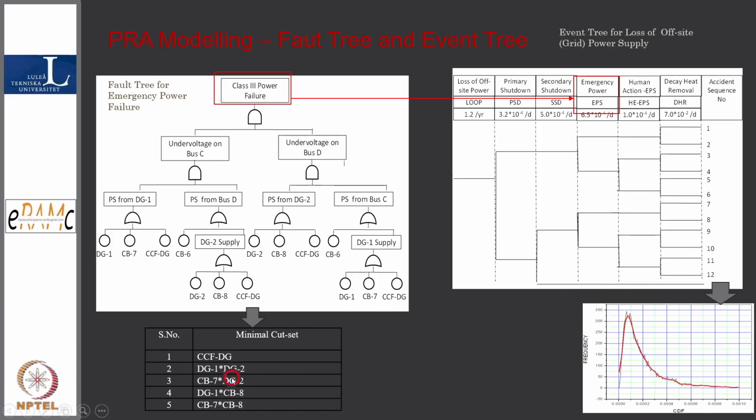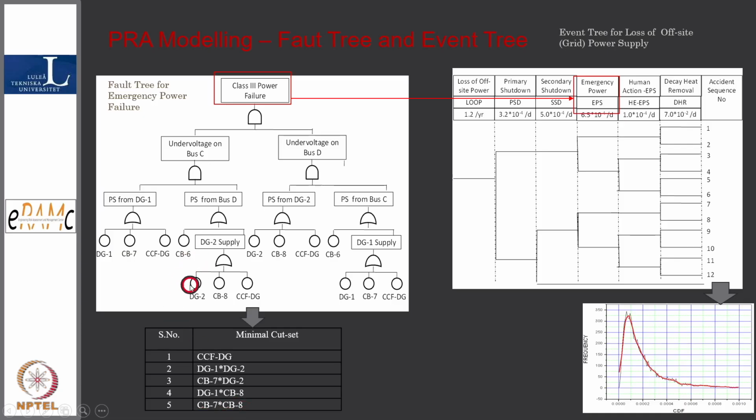The minimal cut set that you get if you develop it through the Boolean logic will be common cause failure of DG1 and DG2. That means this component alone, as I mentioned, common cause failures are very important for any plant. So this is a single-order cut set, and if it fails, the class 3 power will fail. But otherwise for other things, DG1 and DG2 have to fail, CB1 and CB7 and CB2 should fail, DG1 and CB8 should fail, and then CB7 and CB8 should fail.